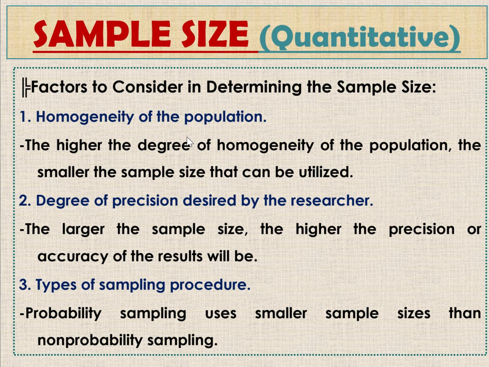First, you have homogeneity of the population. Pag sinabi again homogeneity, it means the uniformity or the similarity of the population. So the higher the degree of homogeneity of the population, the smaller the sample size that can be utilized. Second factor, degree of precision desired by the researcher. So the larger the sample size, the higher the precision or accuracy of the results will be. Finally, types of sampling procedure. Probability sampling uses smaller sample sizes than non-probability sampling. By the way, I'm referring to quantitative research here. No, when we talk about these factors, about sample size, I am referring to quantitative research.